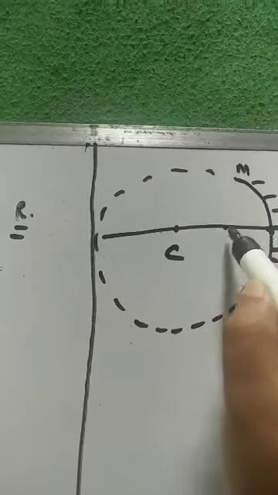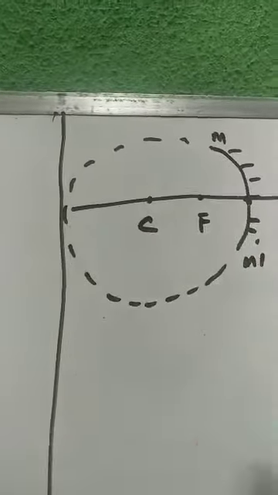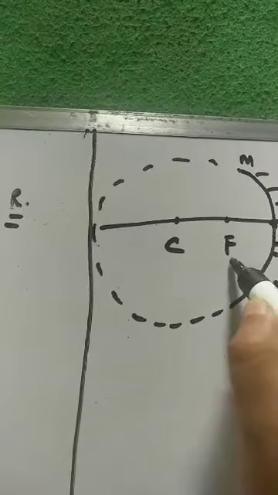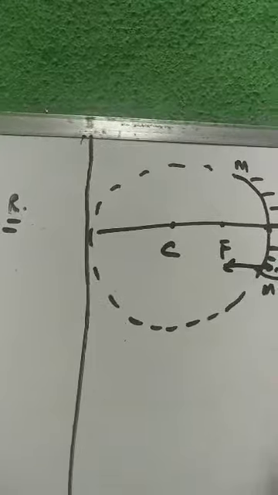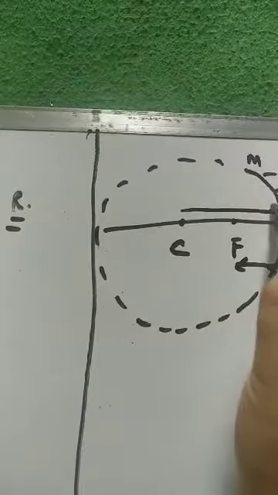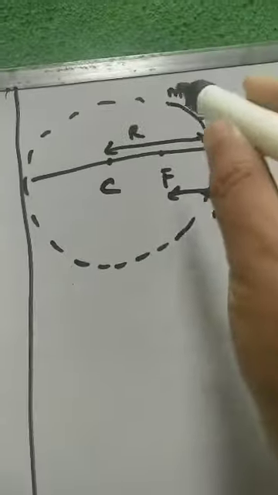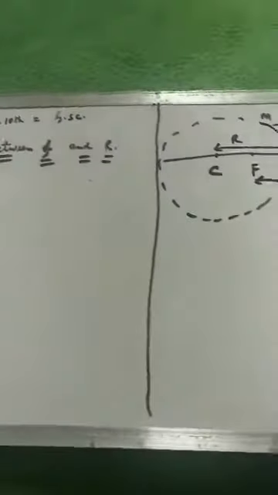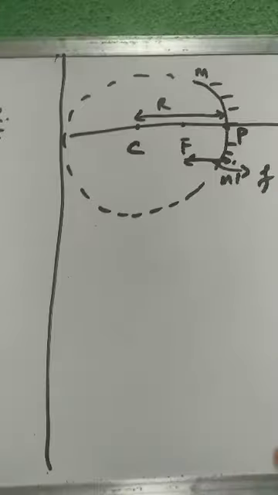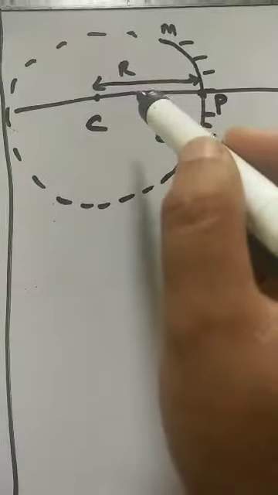This is the focus, capital F. Focus is the point on the principal axis. So the distance between the pole and focus, this is the pole, is denoted by small f, that is the focal length of the mirror, and the distance between C and P is the radius of curvature. So R is the radius of the sphere of which this mirror forms a part. So these are terms which we have discussed earlier. So now we have to derive the relationship between this small f, focal length, and the radius of curvature.